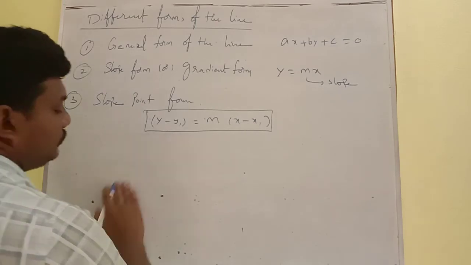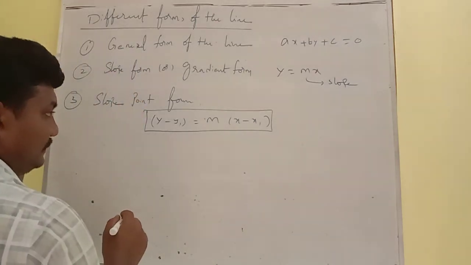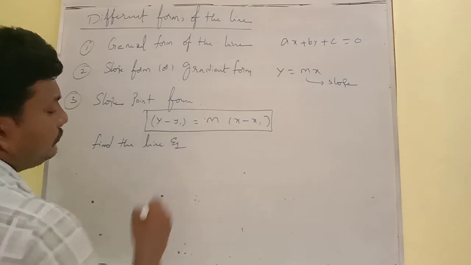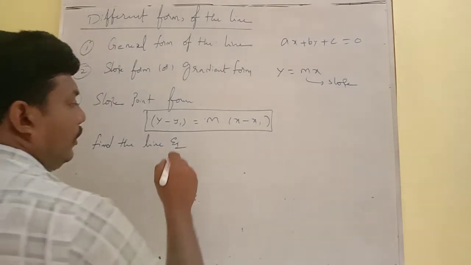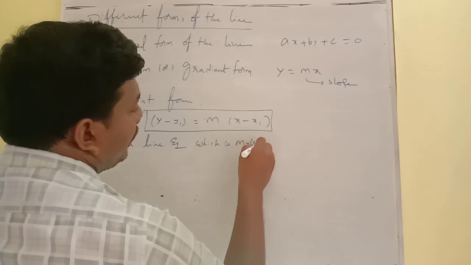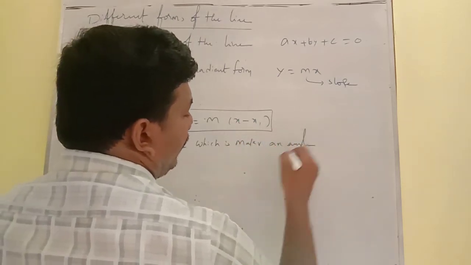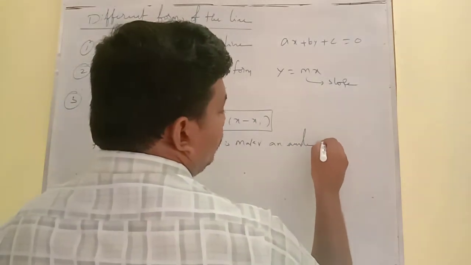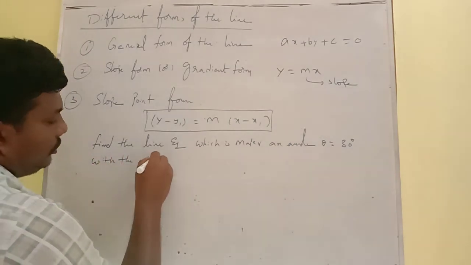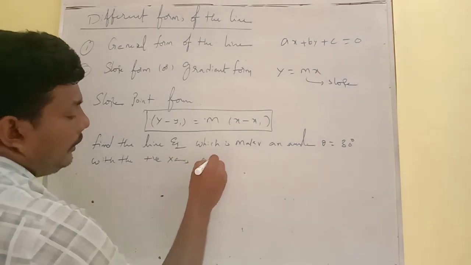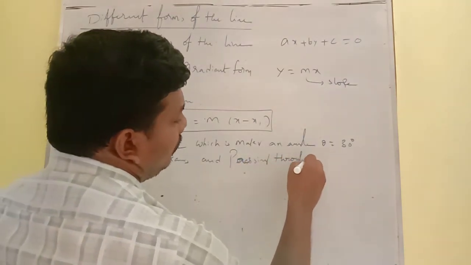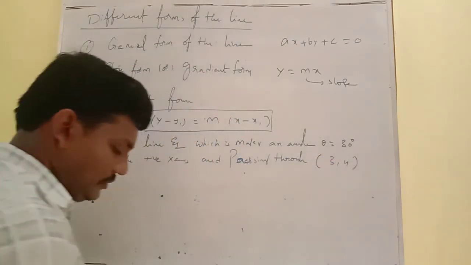So slope is equal to slope. Find the line equation which is making an angle theta is equal to 30 degrees with the positive x-axis, and passing through the point (3, 4).